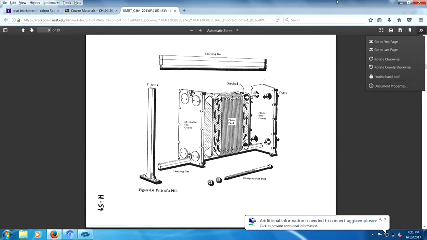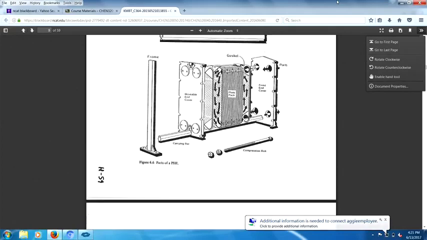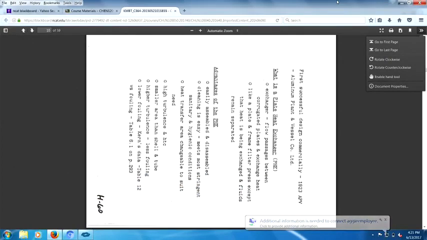And so with that, and the point of the matter, why would I never buy a plate and frame or a frame heat exchanger or a plate heat exchanger? Sometimes it's called plate heat exchanger, right? I'll leave that up to you, and with that, I'm going to stop.